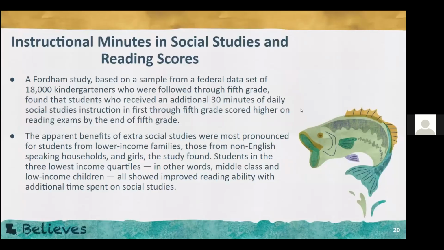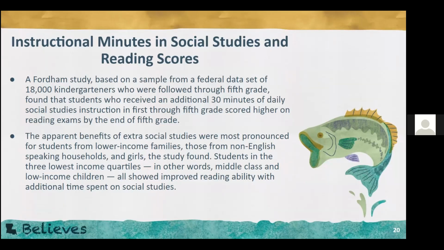So I want to talk a little bit about what I think is a pretty important data point here. The Fordham Institute, based out of Ohio, looked at a very, very large federal data set of kindergartners, almost 20,000 students, and they followed them through 5th grade. And they found that students who received an additional 30 minutes of daily social studies instruction in 1st through 5th grade scored significantly better on reading exams by the end of 5th grade.